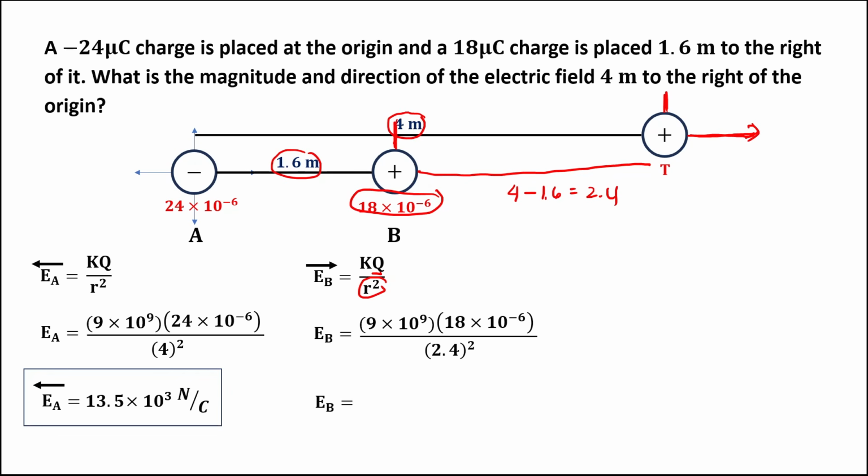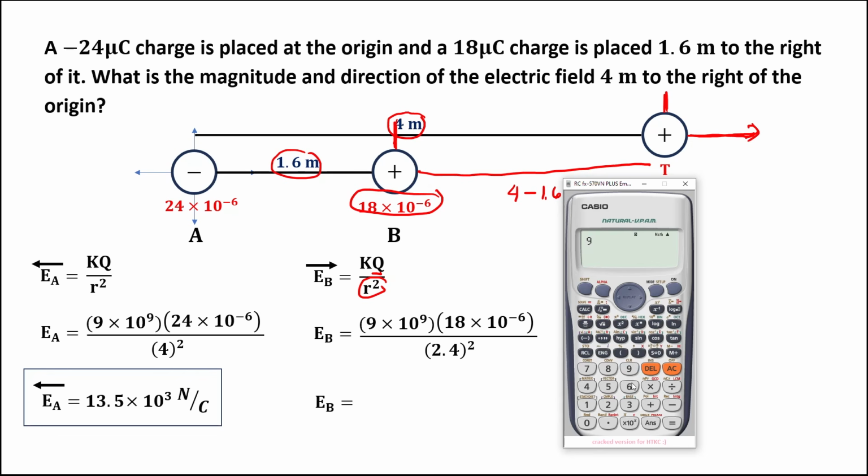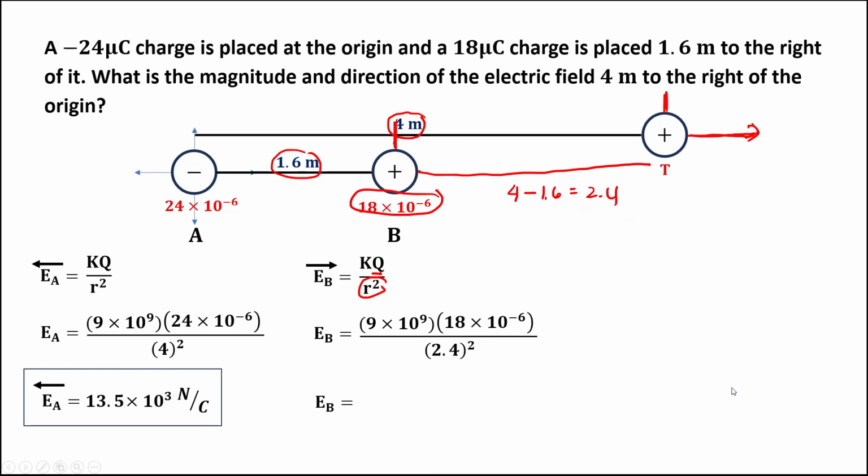Then to find the electric field for charge B, we have 9 times 18, then divide by 2.4 to the power 2. This is equal to 28.13. Then again, add the two exponents, which is equal to positive 3. So times 10 to the power positive 3. The unit for electric field is Newton per coulomb.